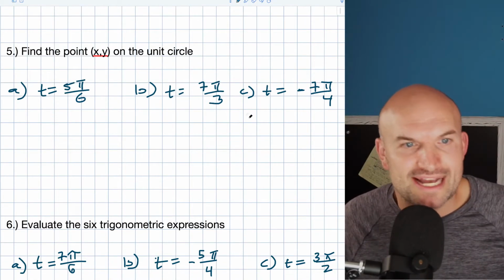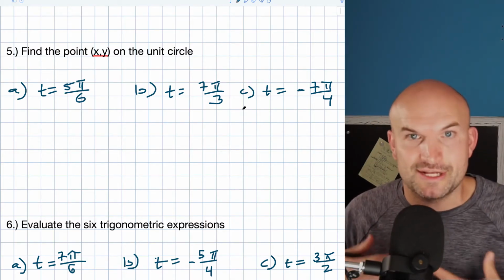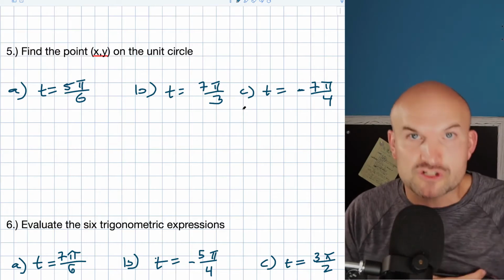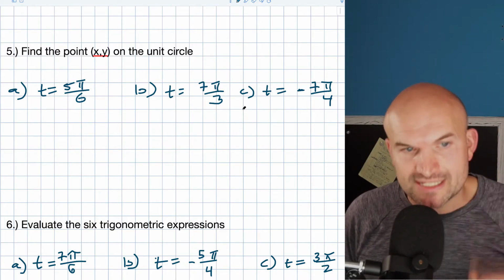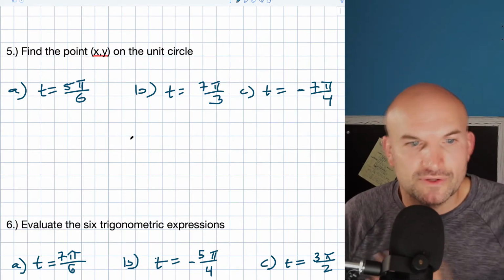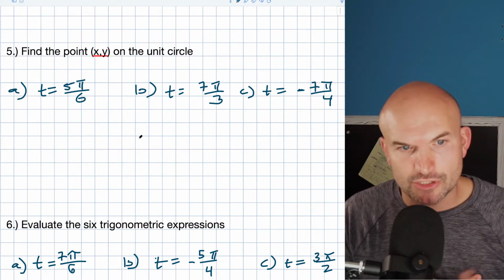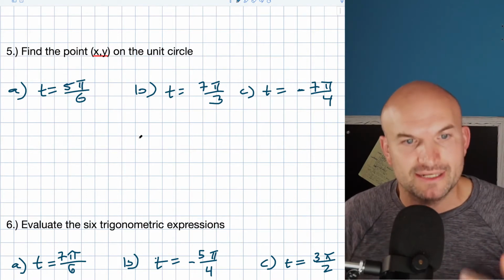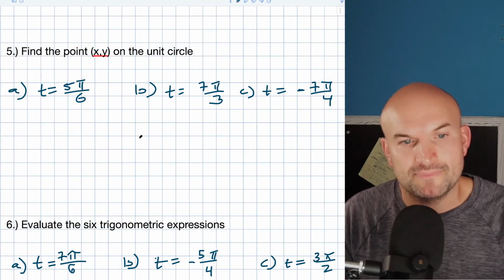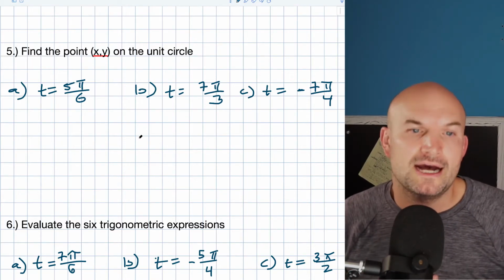The next thing is find the point x, y on the unit circle. So again, you've got to know the unit circle, or at least the step method, at least the first quadrant. Finding these coordinate points, I think, is extremely important. So when you're going back to review trigonometry in the unit circle and evaluating, make sure you understand how to use the unit circle, how to find the coordinate points that are on that unit circle.